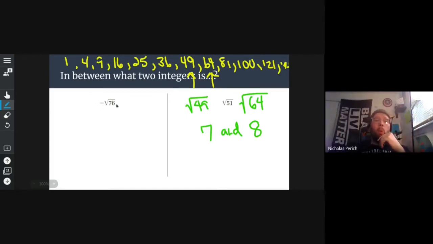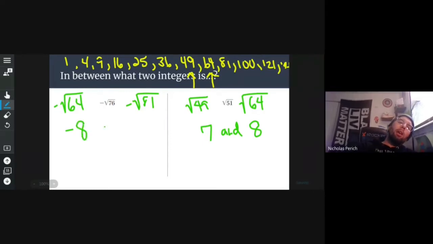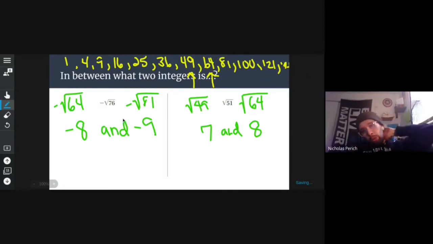So in between what two perfect squares does 76 live? Well, 76 lives in between 64 and 81. So I'm going to put 64 and 81. And I need to take the negative square root of that and the negative square root of that, just like I took the negative square root of this. The negative square root of 64 is negative 8, and the negative square root of 81 is negative 9, which means the square root of negative 76, which is in between 64 and 81, is going to be in between negative 8 and negative 9.